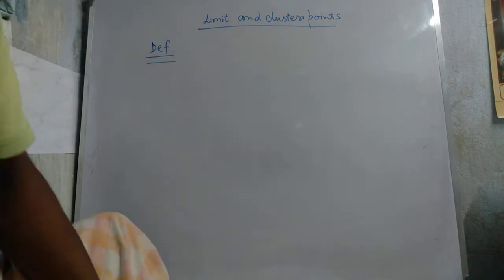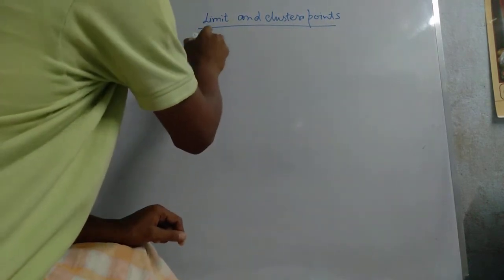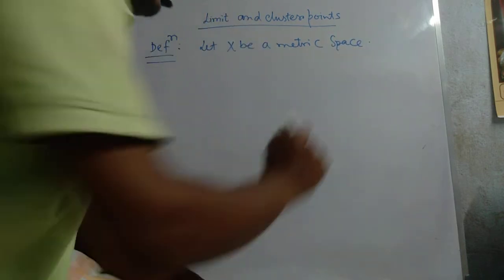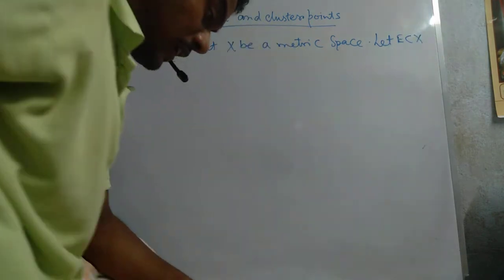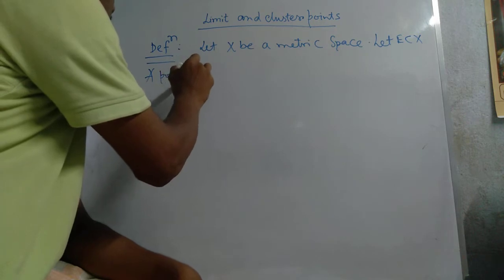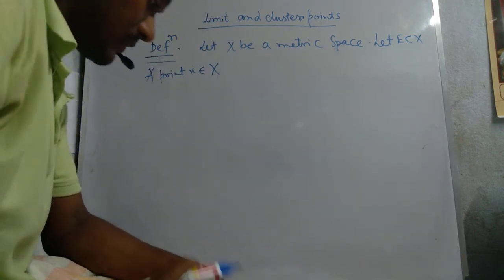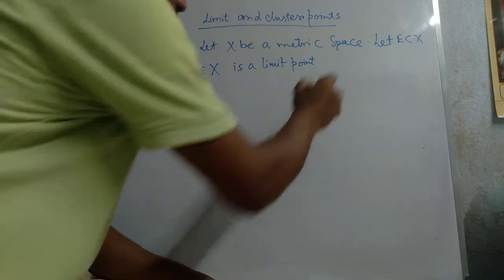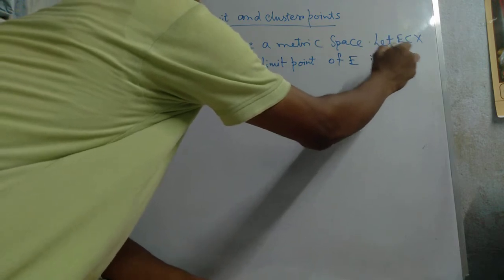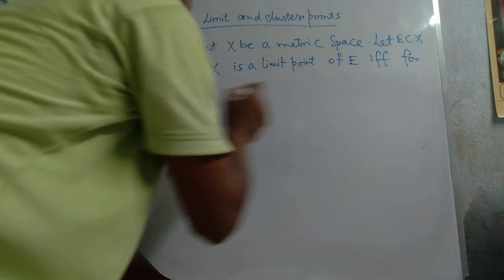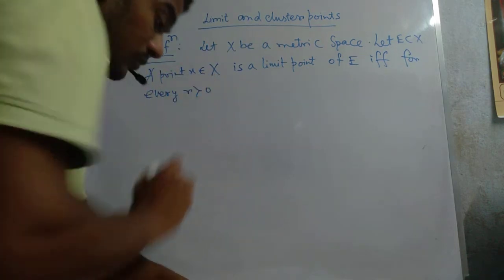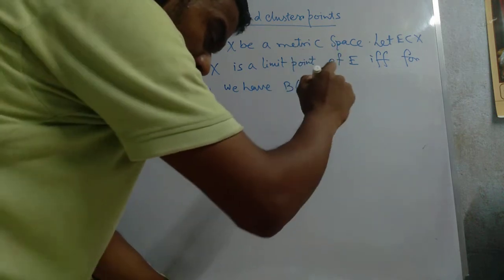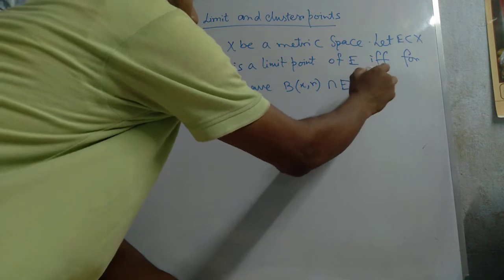Let X be a metric space. Let E be a subset of X, and a point x belonging to X is a limit point of E if and only if for every r greater than 0, we have B(x, r) intersection E not equal to empty set.